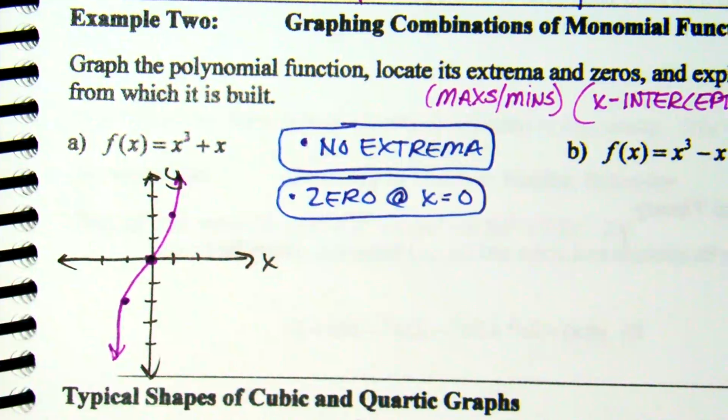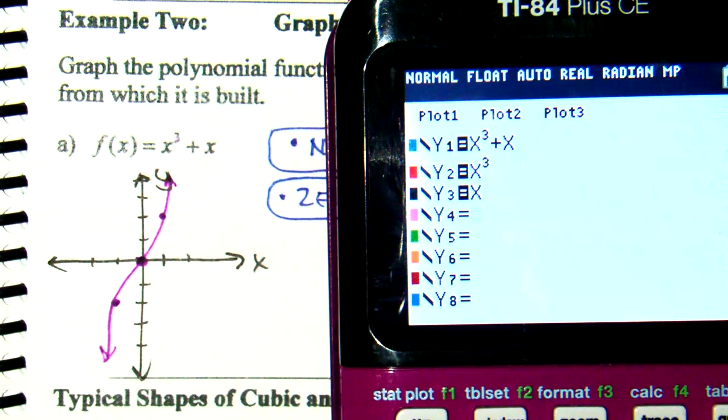For those of you in class, I can graph it just fine for you. For those of you not in class, what you might do is take your calculator. In y1, I already have x cubed plus x graphed. In y2, I'm putting x cubed, just the plain old x cubed. And in y3, I'm putting x. I'm going to graph all three together so we can see the connections. So I'm going to hit graph. Why am I putting just x? Because just x is the other monomial here.